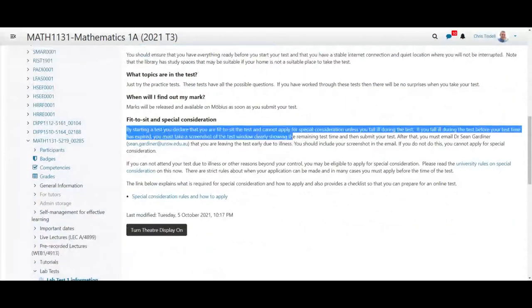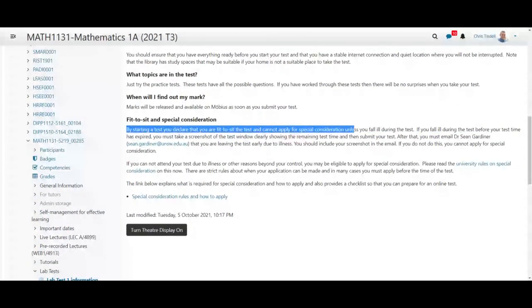Okay. Now you can't apply for special consideration unless you fall ill during the test. Okay, so yeah. You definitely want to try it because it's pretty easy marks, right? Most people get 100% for this question.